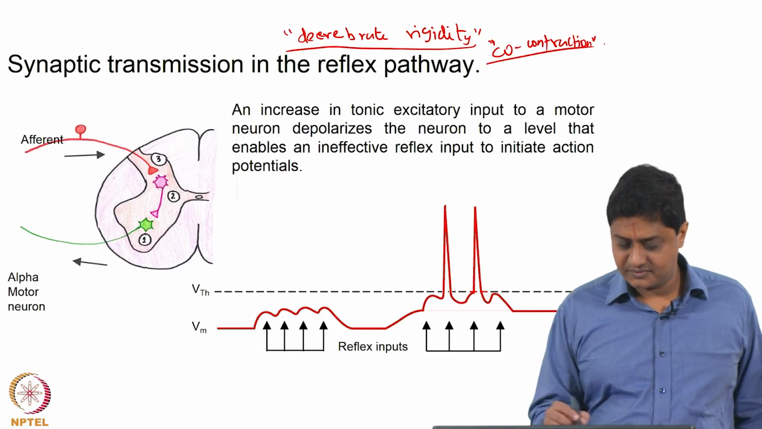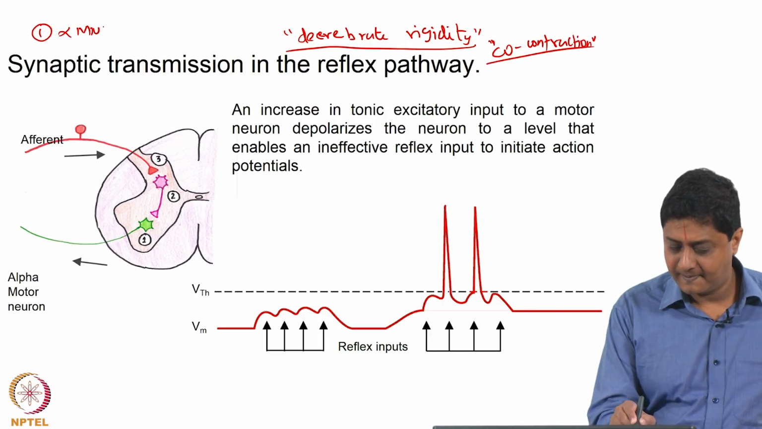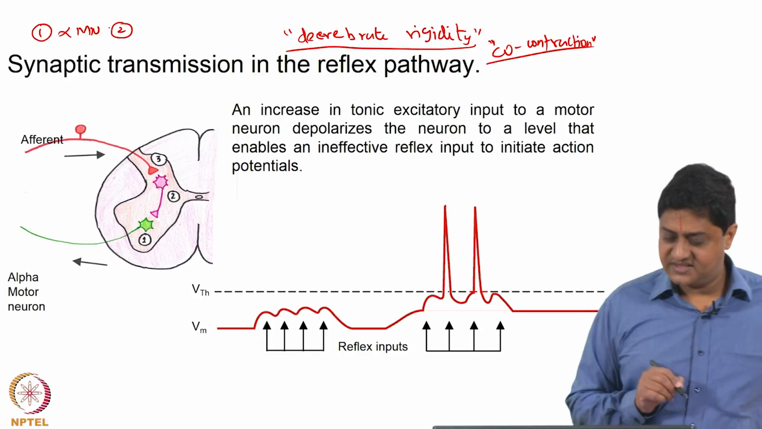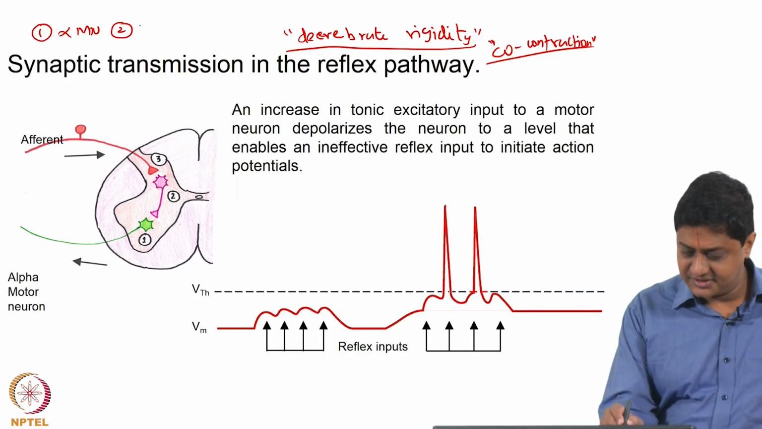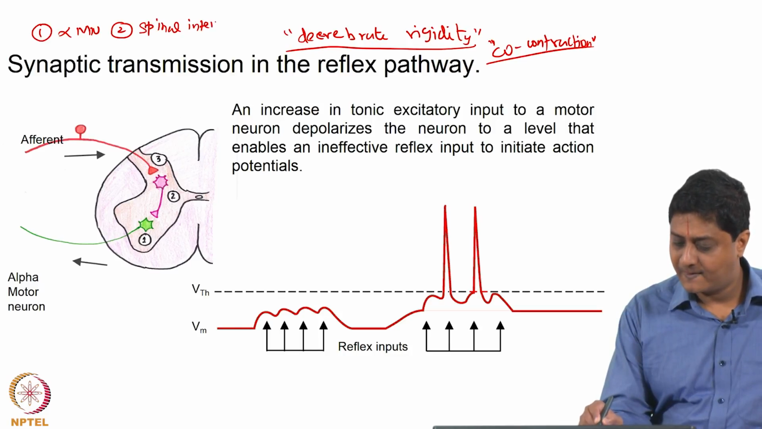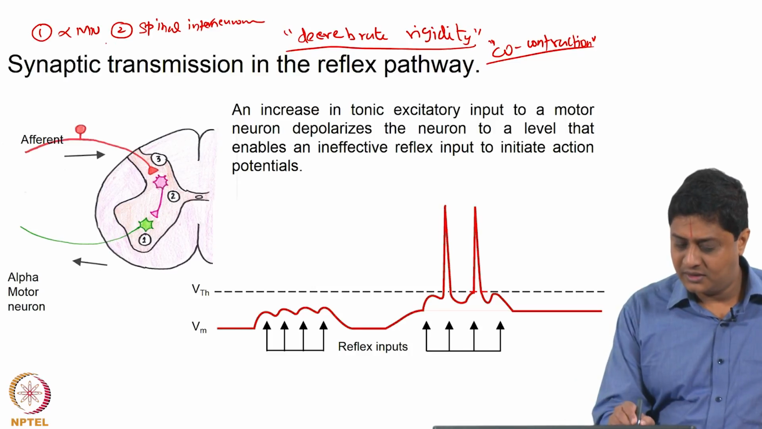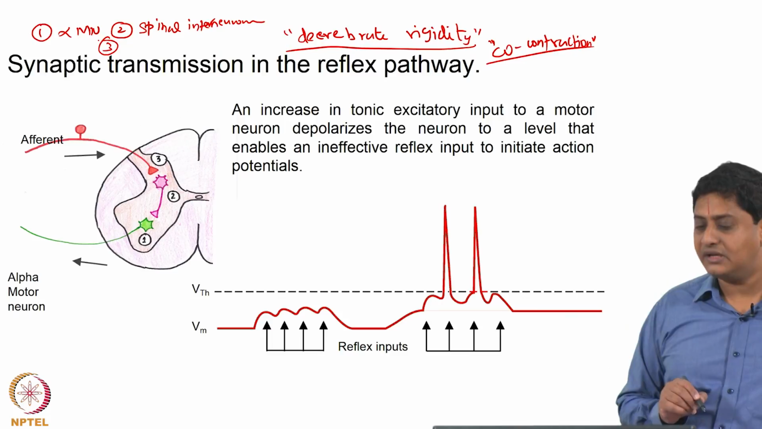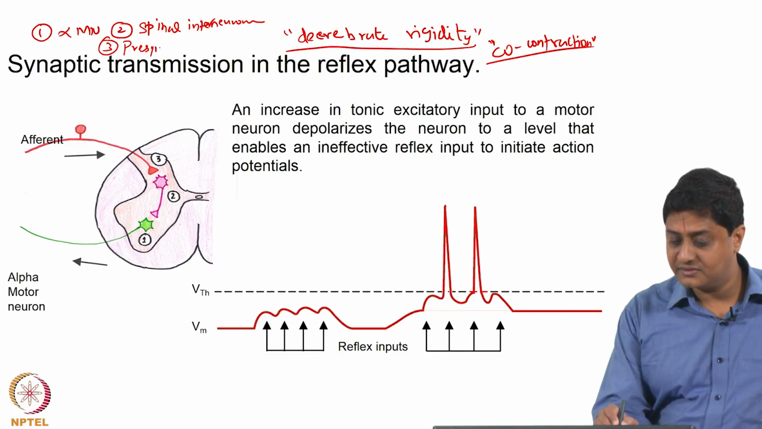First is the alpha motor neuron, second is the spinal interneurons, actually there are too many of them, and the third importantly is the presynaptic terminal of the afferent neurons.